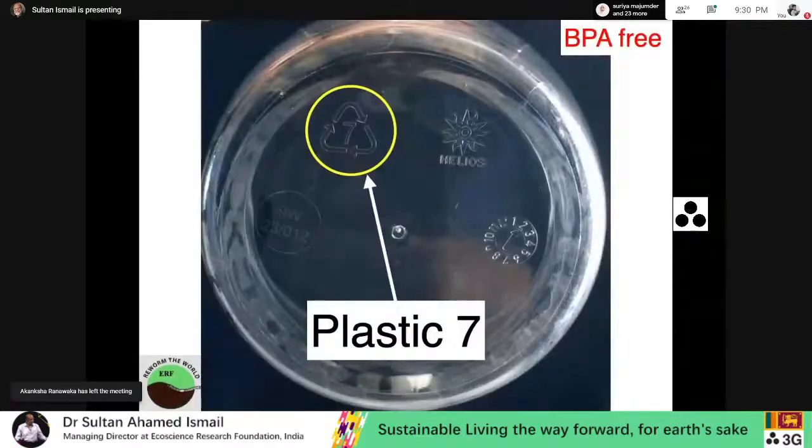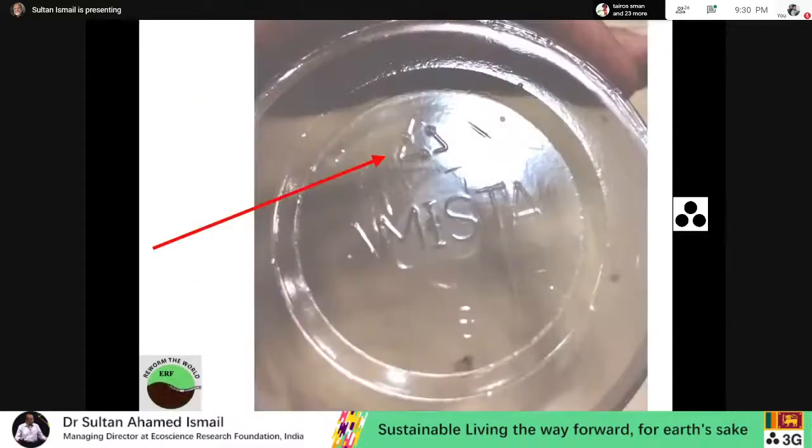Right? This is plastic number 7. They must declare it is BPA free. Some companies manufacture plastic. They'll put the triangle, but there'll be no number, which means they are cheating you. They are cheating you. Please understand.